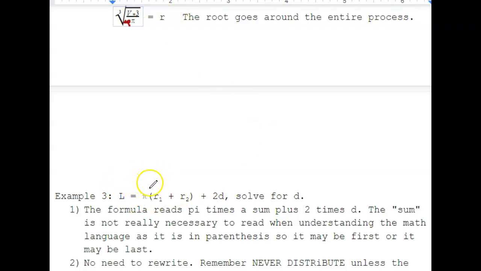The next one is length equals pi times radius 1 plus radius 2 plus 2 times diameter. And this one I want to solve for D. I'm going to get D all by itself. D is over here, and as far as I'm concerned, that looks pretty good. I don't think I'm going to need to rewrite it because I'm going to work with this part first. Now in isolating D, this is really just some great big thing, number, added to 2D. So I'm going to subtract through StatMep first. I'm going to subtract this whole giant ridiculous thing off. So when I do that, it's just that thing subtracted from L.